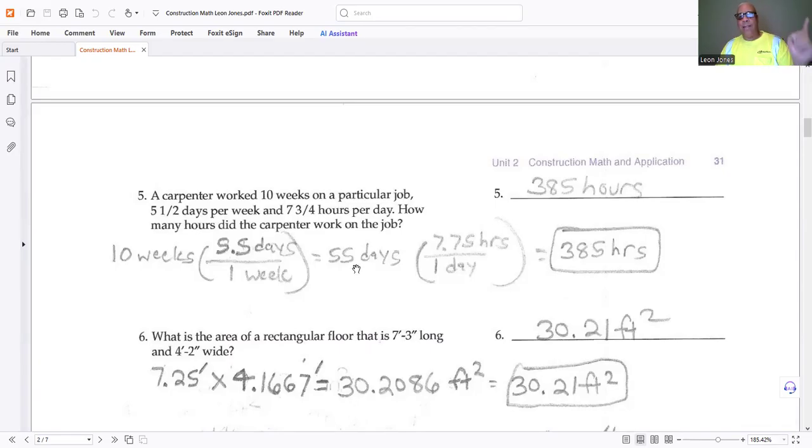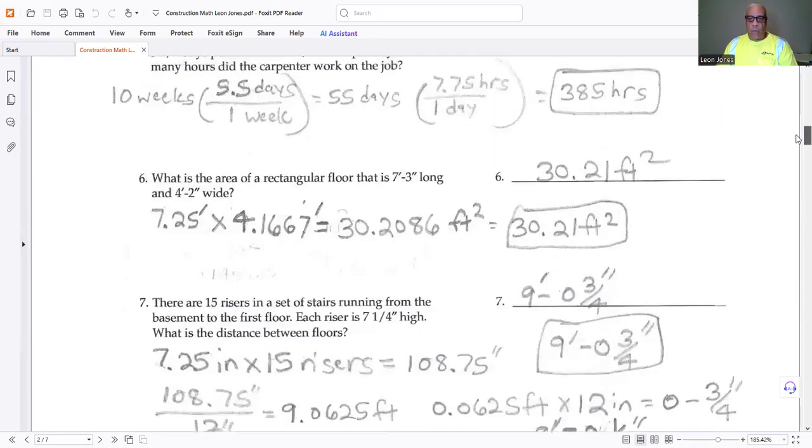Now I had to take the days and convert the days into hours, because the carpenter worked 7 3/4 hours per day, which is 7.75 hours per day. So now I multiply my 55 days times my hours. After I convert, I get 385 hours. Very, very simple. You have to understand conversion factors.